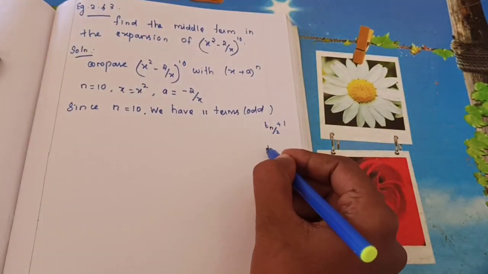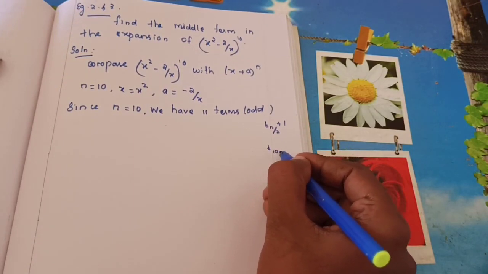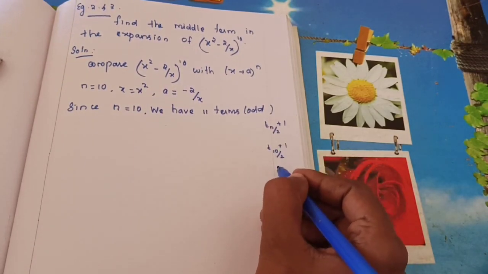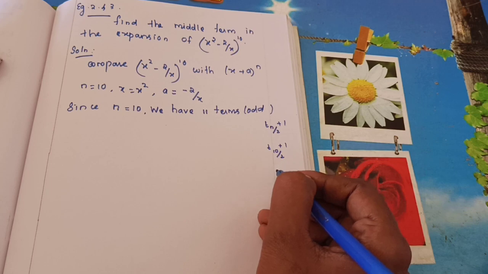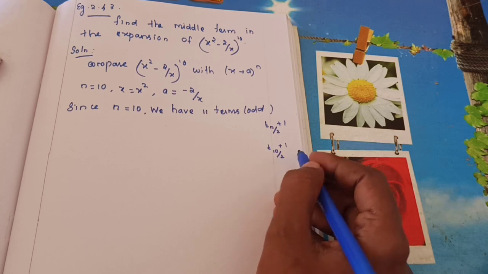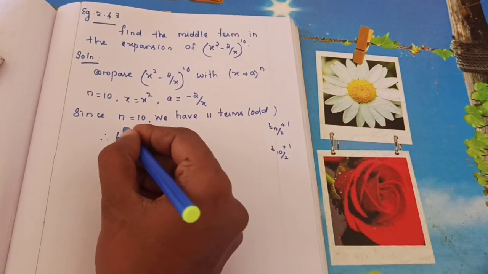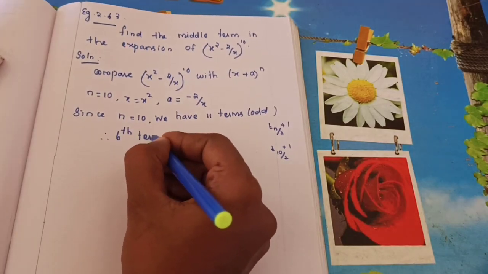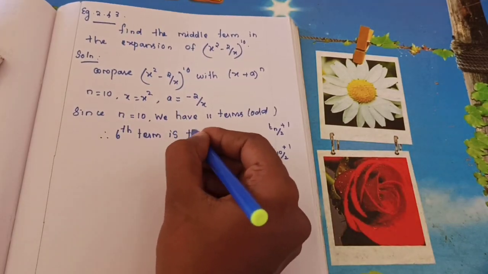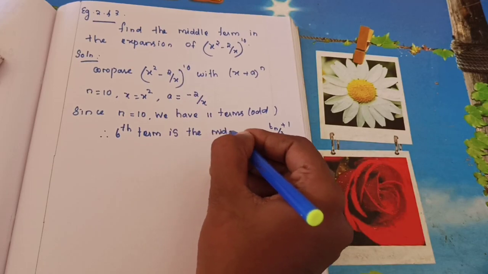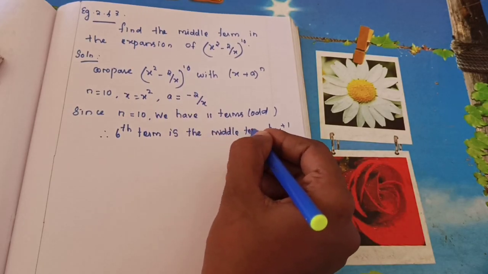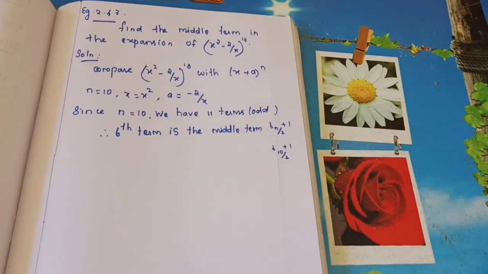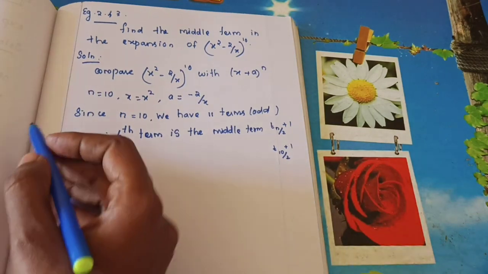So T(n/2 + 1) means T(10/2 + 1). So how much will you get? 10 by 2 means 5. 5 plus 1 is 6. So which is the middle term here? The sixth term is the middle term. Okay. Got it? Understand? So using that case 1.